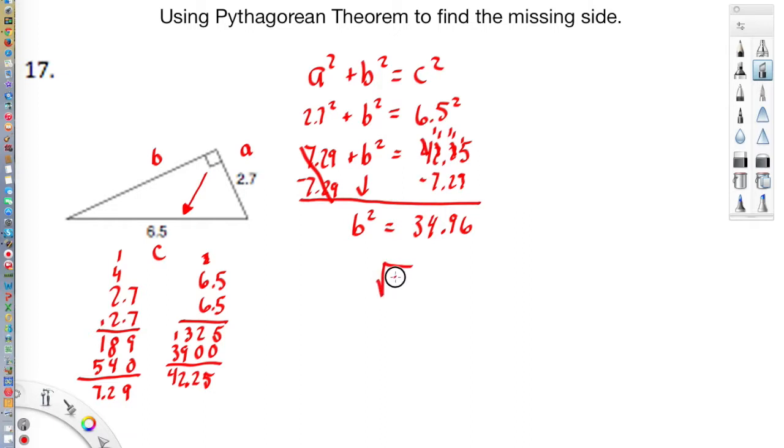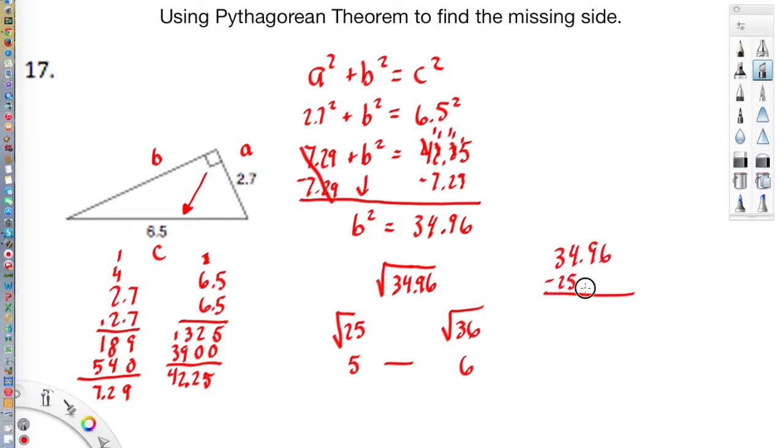I need to know what the square root of 34.96 is to the nearest tenth. I know it's going to be between the perfect squares of 25 and 36, somewhere in between 5 and 6. So it's going to be 5 and some fraction. My numerator is going to be the difference between these two numbers, 34.96 minus 25. So I'm going to get 9.96.